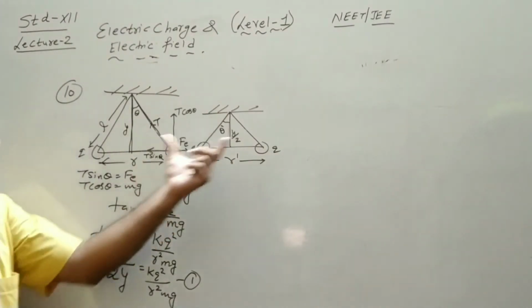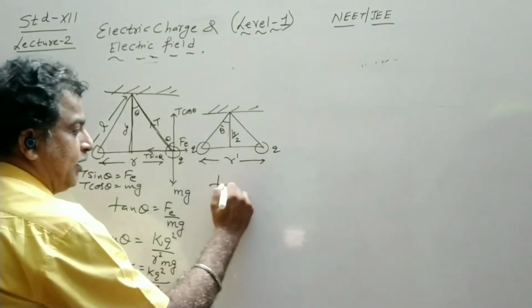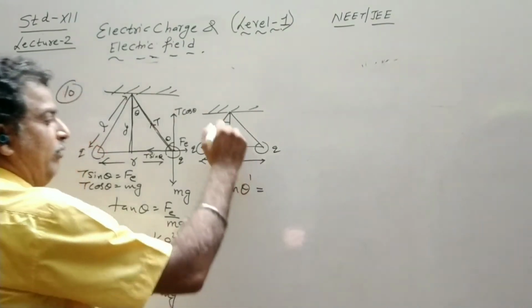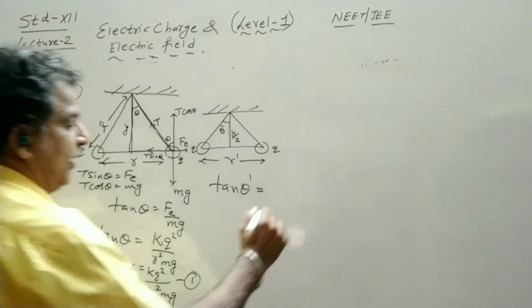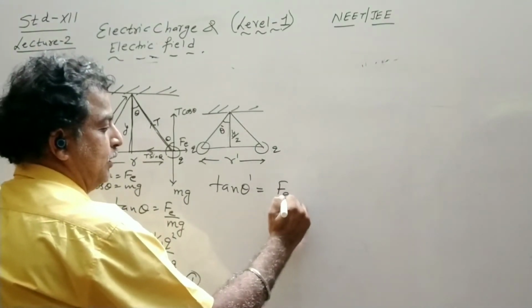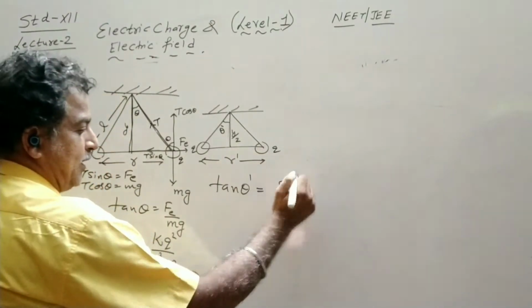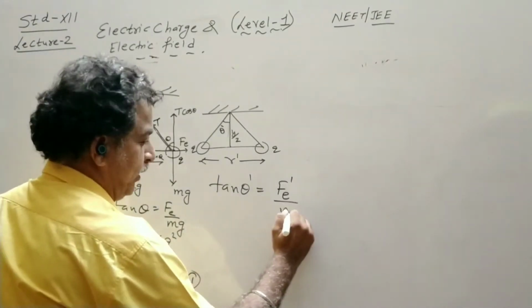Now using the same geometry, tan theta dash, now the angle will be changed. So tan theta dash is equal to the repulsive force, that will also change, say Fe dash, upon mg.